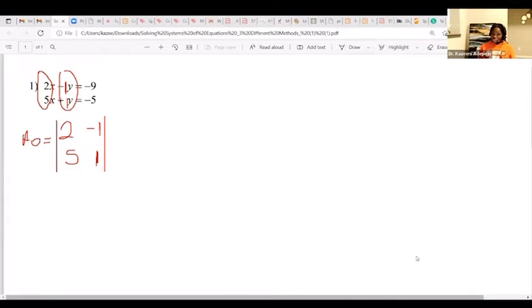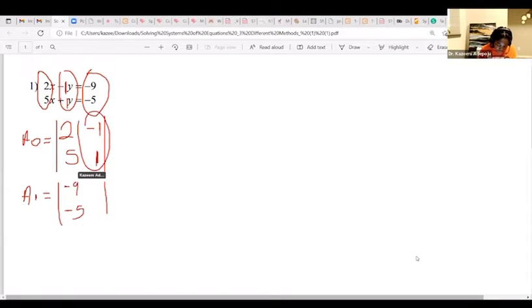So far, easy. So now let's go to our A1. So A1 equals, and then we put our lines, and now we write exactly what's over here, which is -9 and -5. So -9, -5. And now you write exactly what you have over here, which is -1 and 1. -1 and 1. That's how to get your A1. So far, so good.